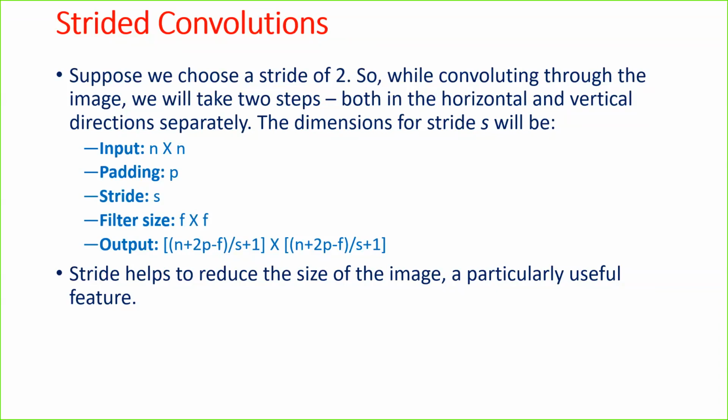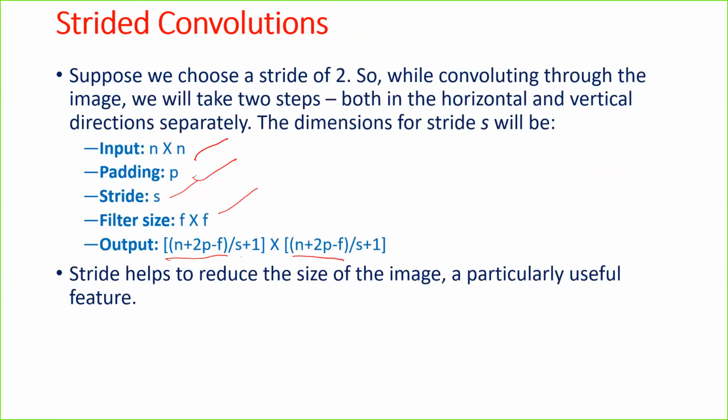Okay, so if the input size is n by n, padding is p, stride is s, filter is f by f, then the output will be n plus 2p minus f by s plus 1 times n plus 2p minus f by s plus 1. Okay, and stride helps to reduce the size of the image and get a particularly useful feature.